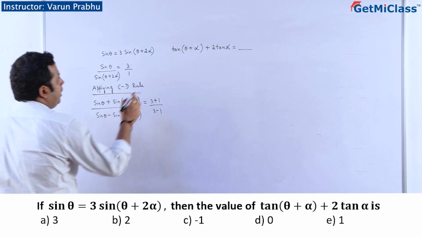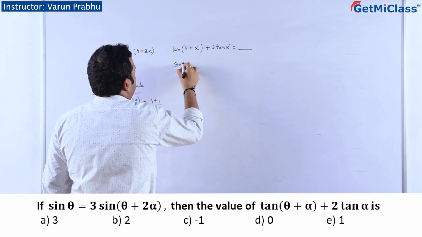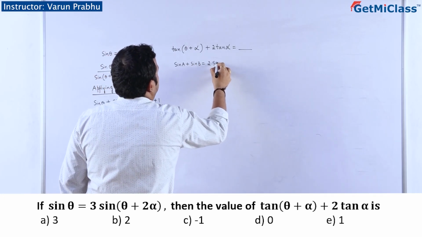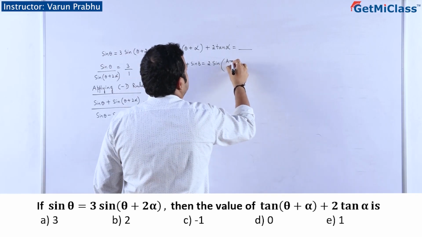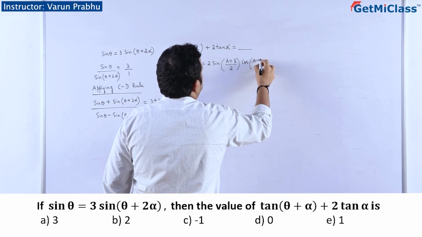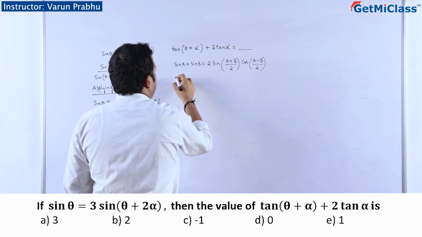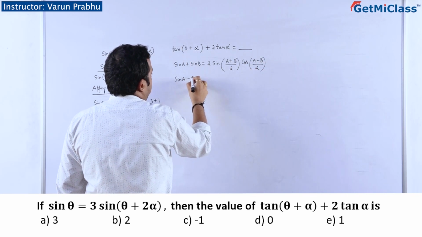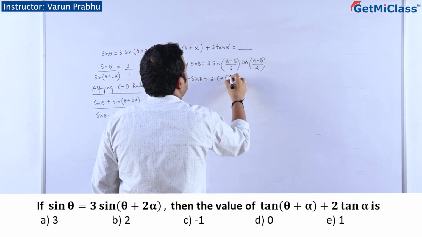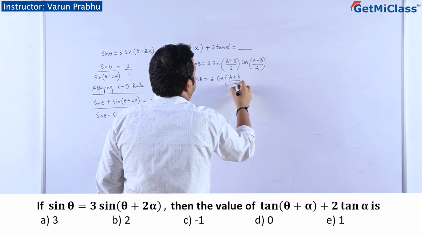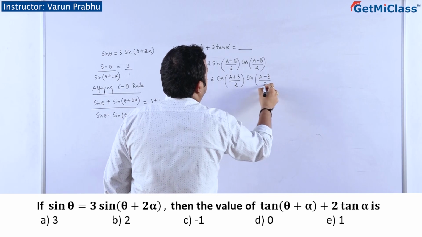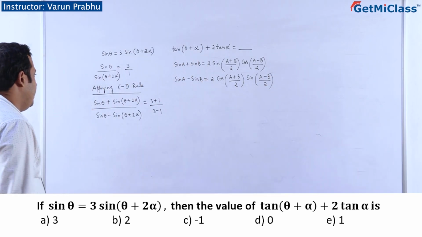So we know the formula for sine A plus sine B. Sine A plus sine B is equal to 2 sine of A plus B divided by 2 into what is it? Cos of A minus B divided by 2. Okay, sine A minus sine B is equal to 2 cos of A plus B divided by 2 into sine of A minus B divided by 2.